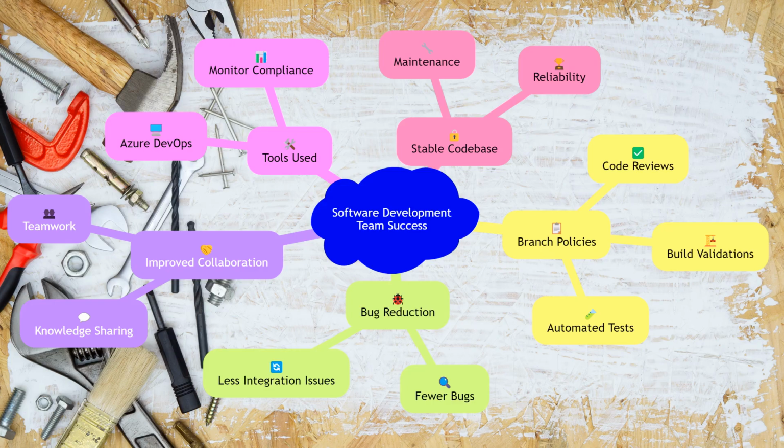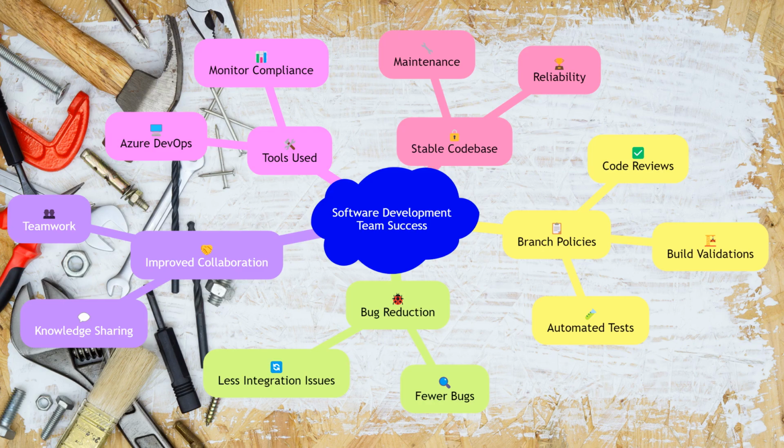Consider a case study of a software development team that successfully implemented branch policies. By requiring code reviews, automated tests, and build validations, the team was able to significantly reduce the number of bugs and integration issues. They also saw improved collaboration and knowledge sharing among team members. The team used tools like Azure DevOps to enforce branch policies and monitor compliance, leading to a more stable and reliable codebase.